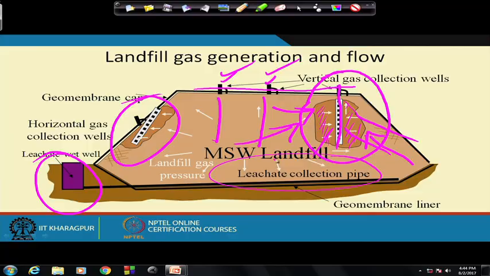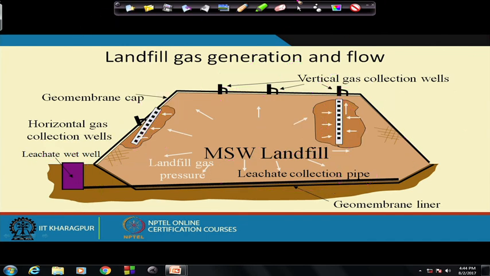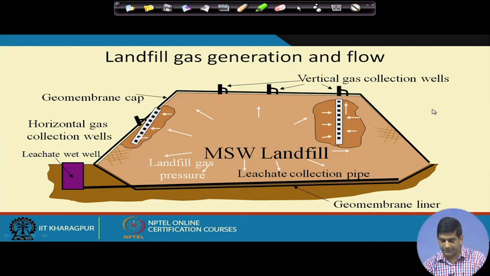So these are called horizontal gas collection wells, this one on the inclined side, and these are called vertical gas collection wells. We don't want to go too deep here, because we don't want to put a pinch in the liner, but we're still deep enough for a good collection of gas.